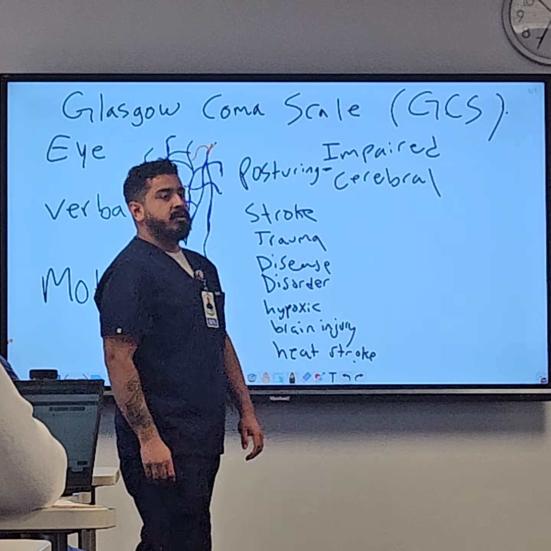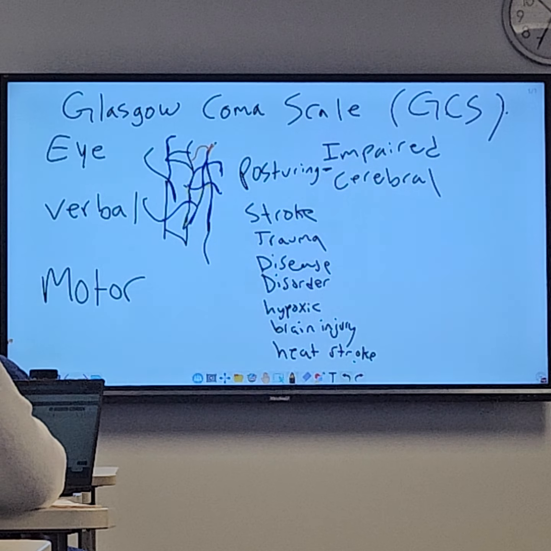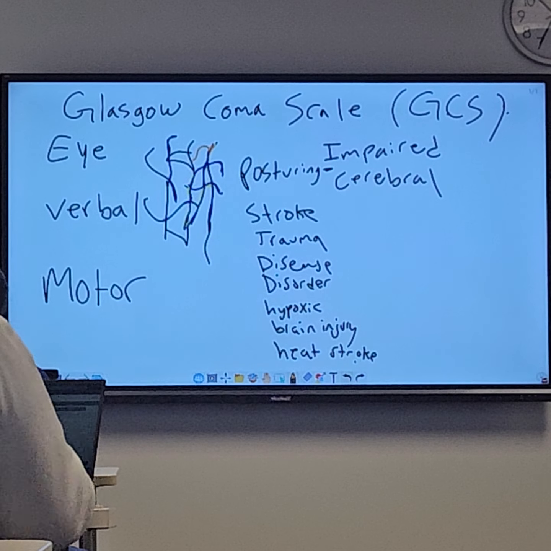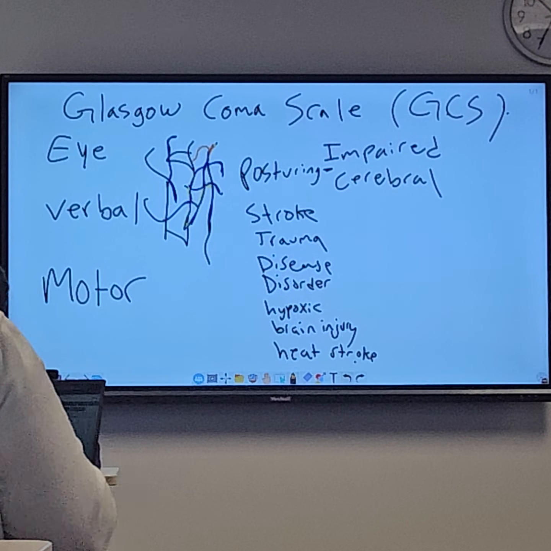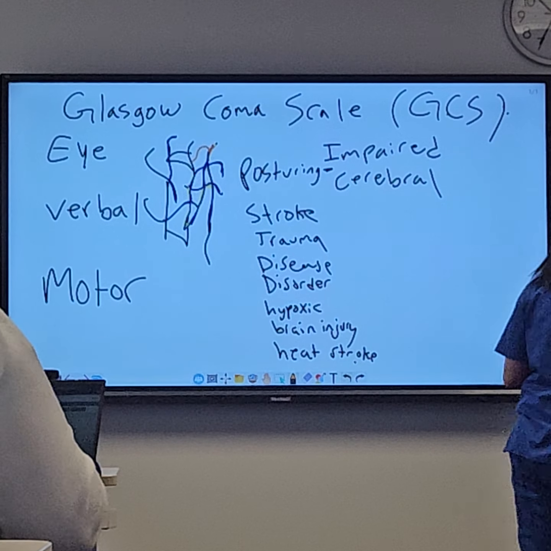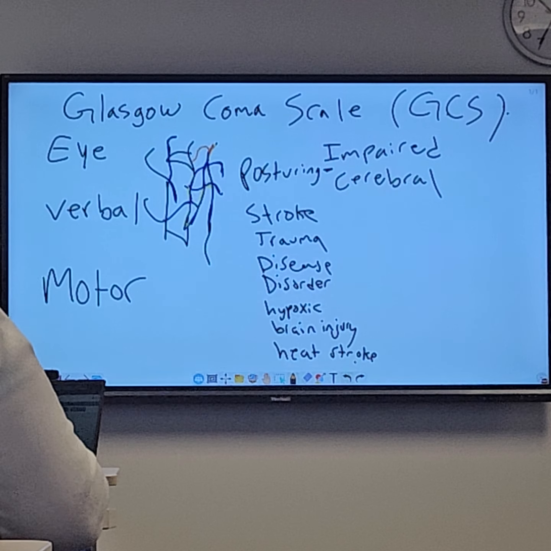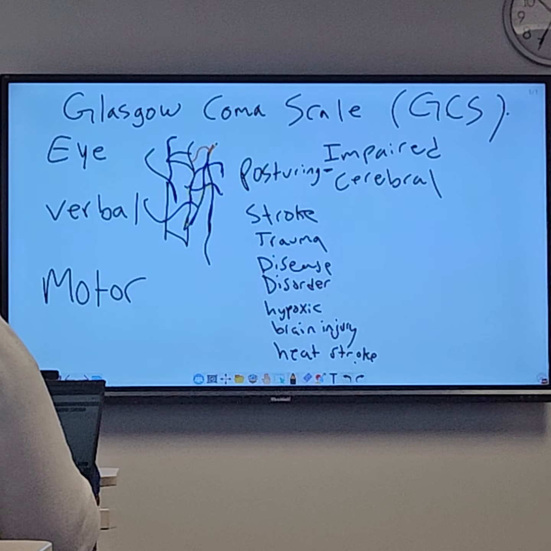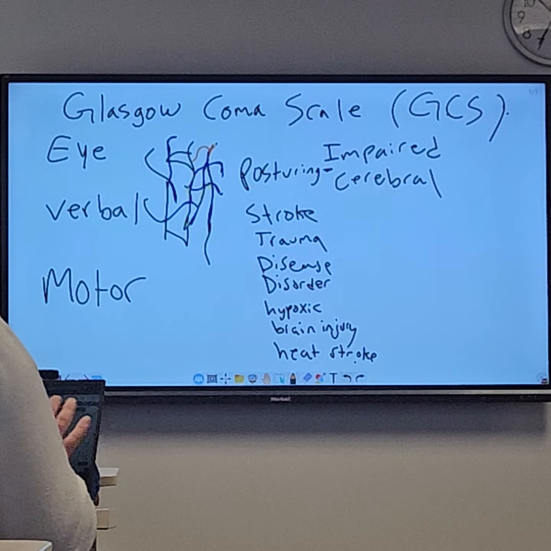So for visual, 3 is this way, 3 is like this, and 2 is that way, down. Okay. Very minimal brain function, a lot of impairment. They're essentially not there. The body is alive, but brain function is very minimal.